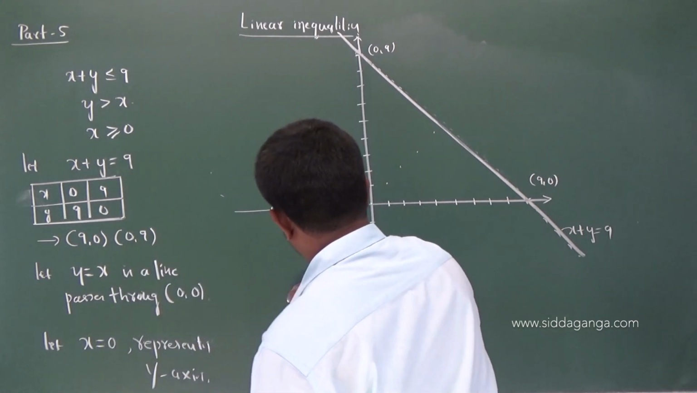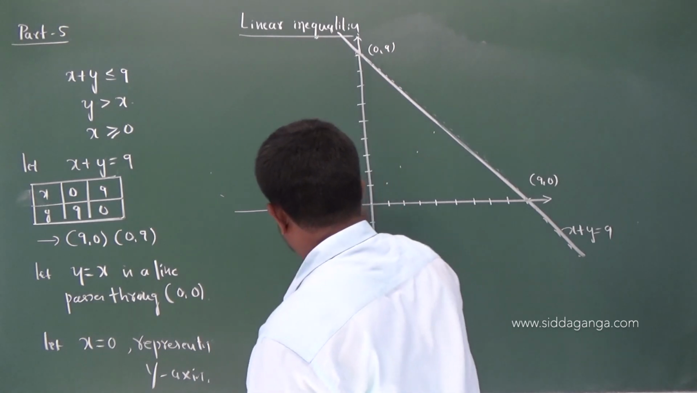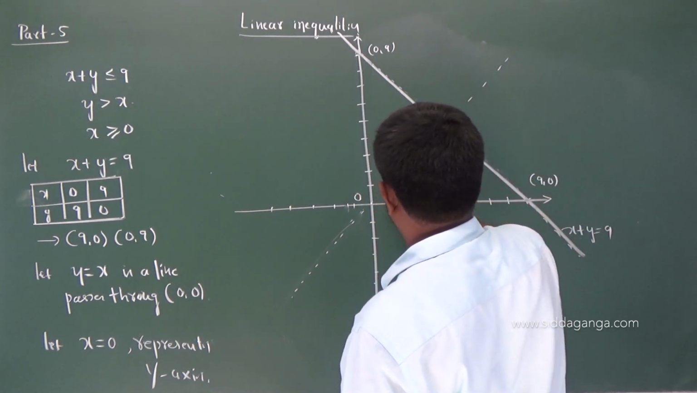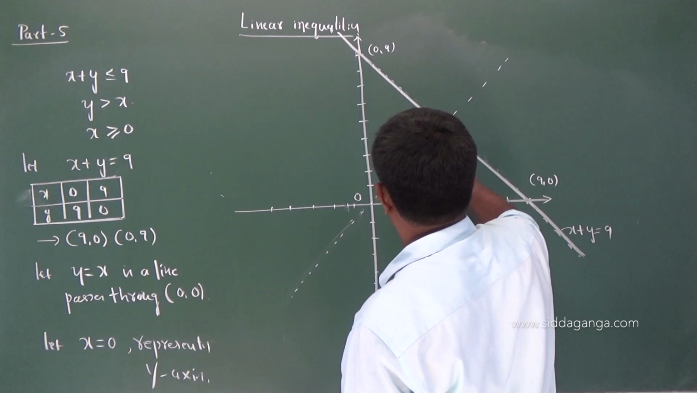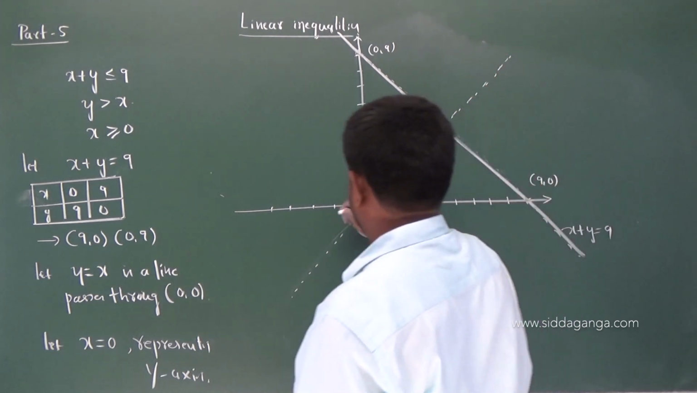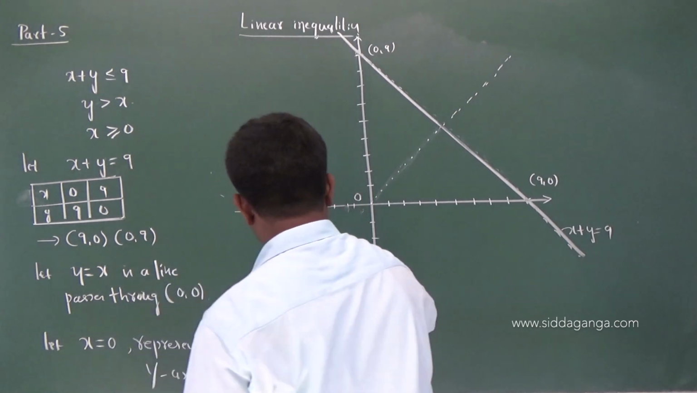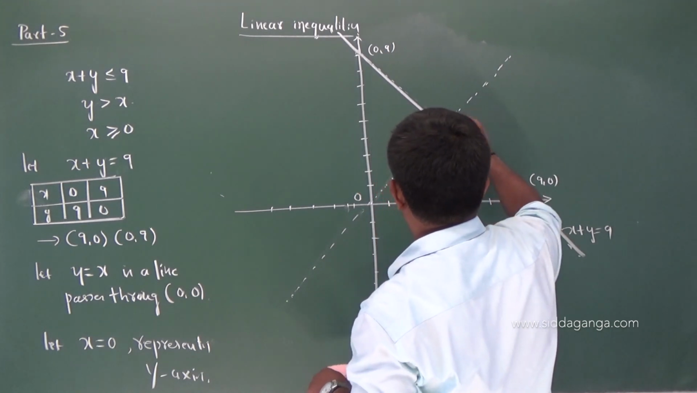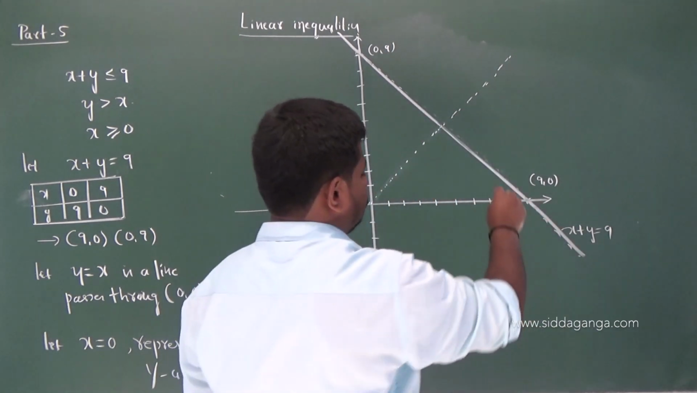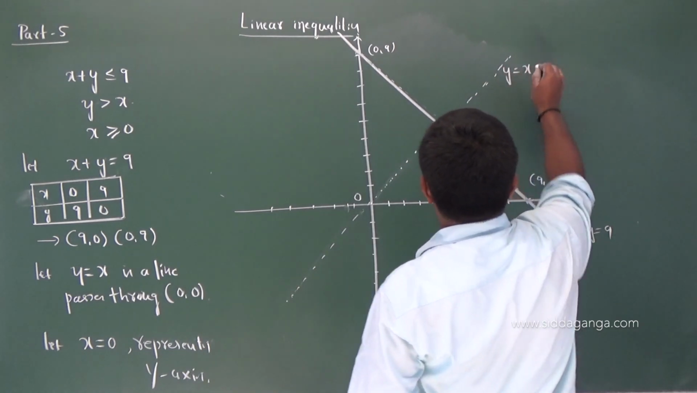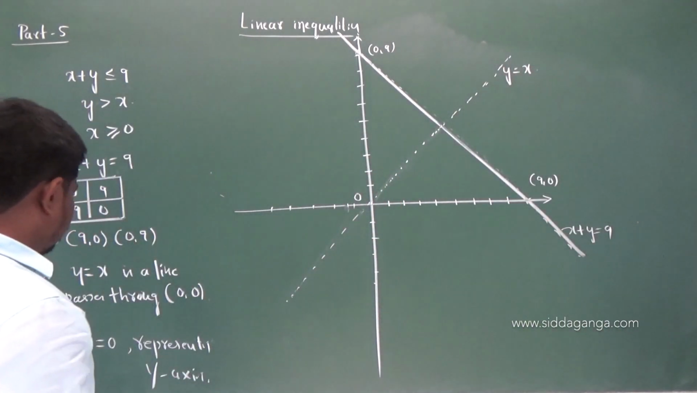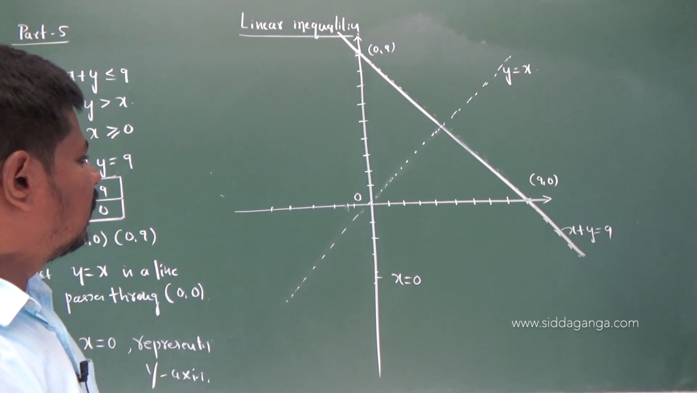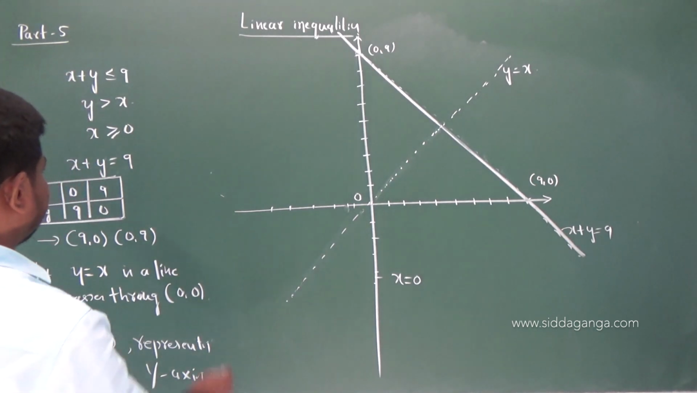Since it is a strict inequality, I am going to draw a dotted line. Dotted line. Okay, this is your y equal to x, and the next line is x equal to 0, nothing but the imaginary axis, that is the y axis. Now let's check the solution region for all these three.